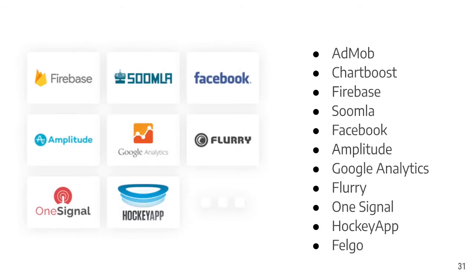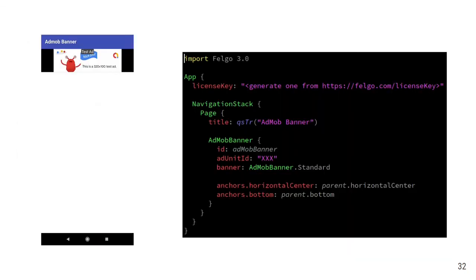As we can see here, we have a wide set of plugins included in Felgo SDK. Most of these are based on native SDKs for Android and iOS, but you can use them directly from QML code without the need to dive into native platform code or even C++. Let's just take a brief example here.